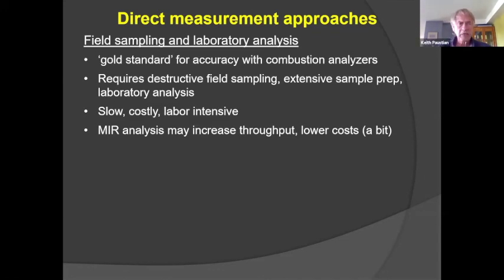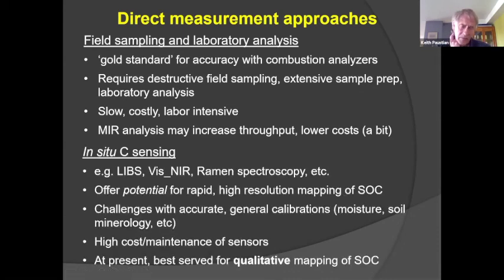And of course, we've been measuring soil carbon changes and soil carbon stocks for a long, long time, and we've got good procedures to do that. And I guess I would say that the gold standard for that involves destructive sampling and a lot of sample prep and laboratory analysis using dry combustion analyzers, for example. But a lot of us have done this work. It's slow, it's costly, it's labor intensive. Certainly things are developing, such as mid-infrared analysis that can increase sample throughput and lower the cost somewhat. But we're still looking at this laborious process for direct measurements.